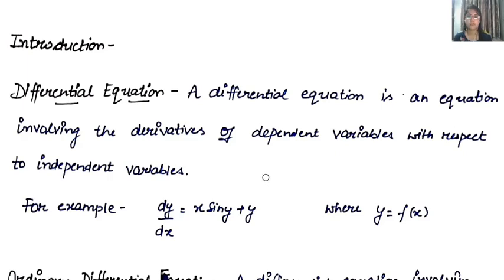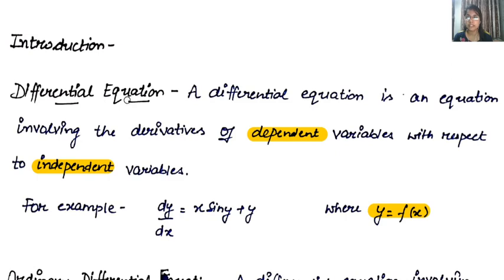Differential equation. A differential equation is an equation involving the derivatives of a dependent variable with respect to the independent variable. That is, an equation that has derivatives of a dependent variable with respect to an independent variable. For this, first consider the function y of x. Here y depends on x. Whenever we substitute the value of x, we get correspondingly some value of y. So y is the dependent variable and x is the independent variable.